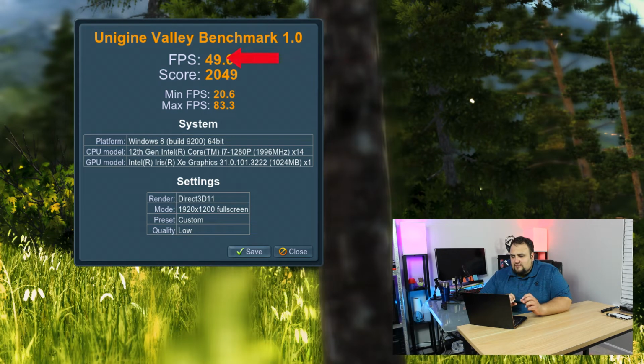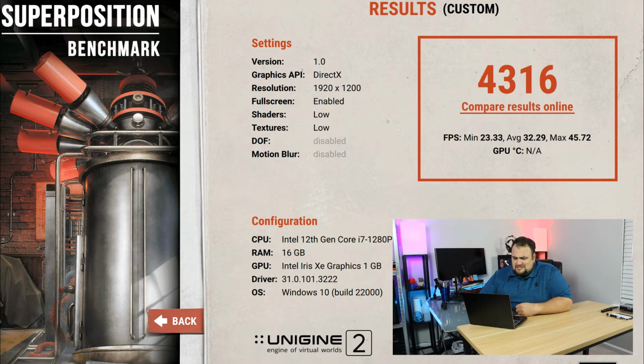And we had an average FPS of 49 and a min FPS of 20 and a max of 83, which is very, very playable. We probably could have pushed it a little bit further, maybe ran it in medium. And now let's look at the Superposition benchmark, where we had an average FPS of 32 and a minimum of 23 FPS and a maximum of 45 FPS. Again, a very playable resolution.